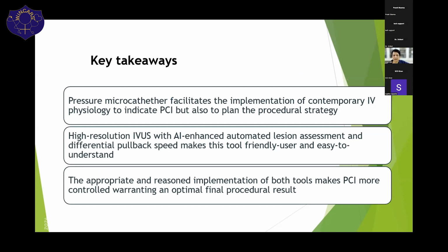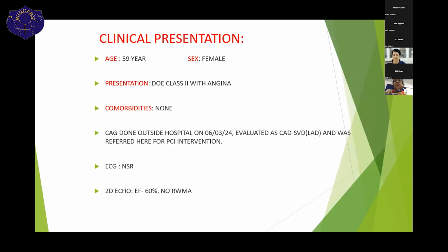So what are our key takeaways for the future? Pressure microcatheter facilitates the implementation of contemporary physiology, and high resolution IVUS will give us AI enhanced automated lesion assessment, and the appropriate and recent implementation of both tools makes PCI more controlled, warranting an optimal final procedural result, and that will be stent free.